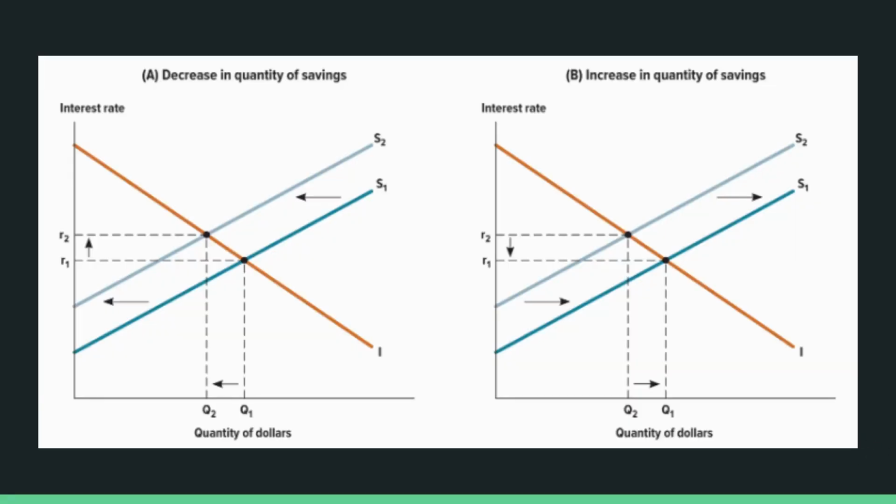Now we have some examples of the savings curve being shifted. In figure A, you can see that the savings curve shifts to the left. You can see that this raises the interest rate and decreases the quantity of dollars in the market. For figure B, you can see that the savings curve shifts to the right. This decreases the interest rate and increases the quantity of dollars supplied.